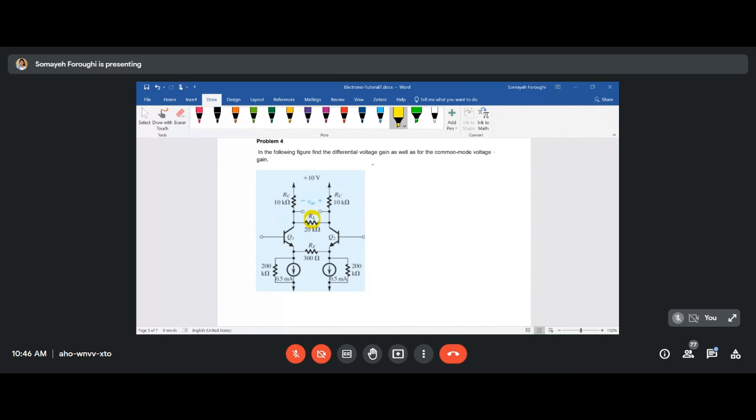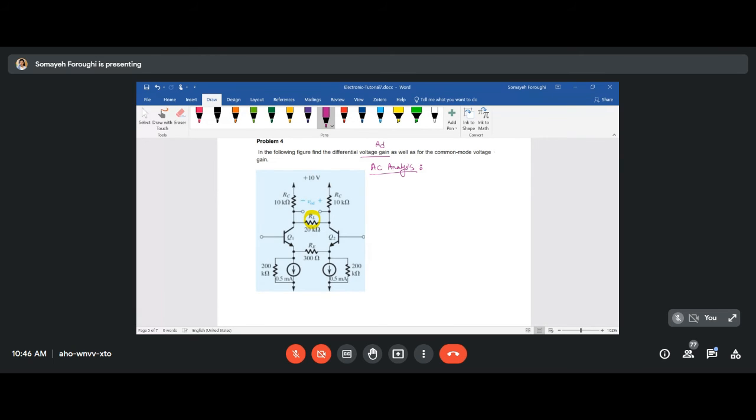Again, here it didn't ask me for the half circle. Forget about the half circle. Let's straightly go for finding the AC analysis. I should find the voltage gain, I mean AD, and the common mode voltage gain. Okay, let us go ahead and find this.